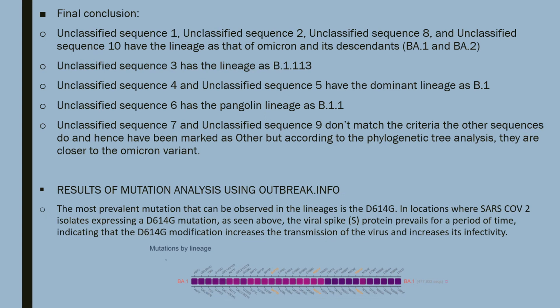Next are the results of mutation analysis using outbreak.info. For different lineages that are related to specific clades, mutations can be tracked and observed using the outbreak.info database. The most prevalent mutation that can be observed in the lineages is D614G in locations where SARS-CoV-2 isolates express a D614G mutation in the viral spike S protein, as seen above. It prevails for some time, indicating that the D614G modification increases the transmission of the virus and its infectivity.